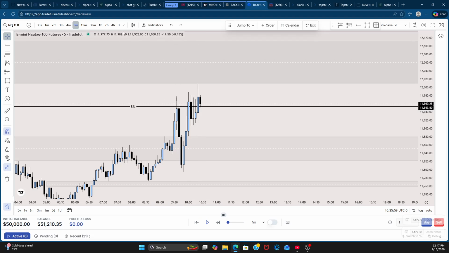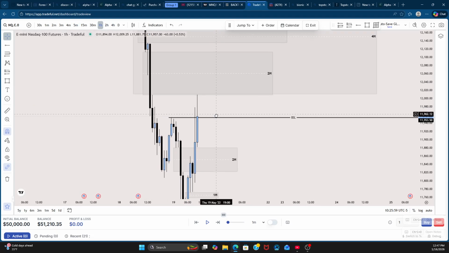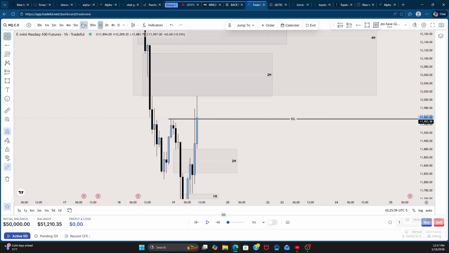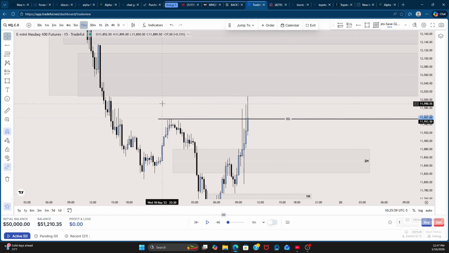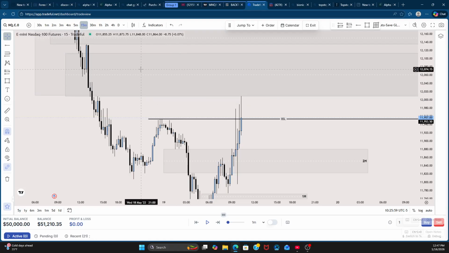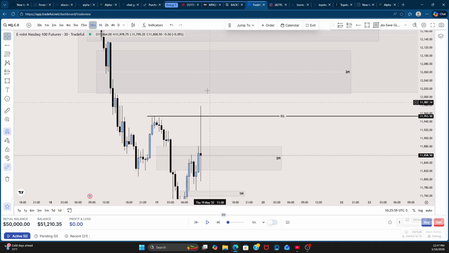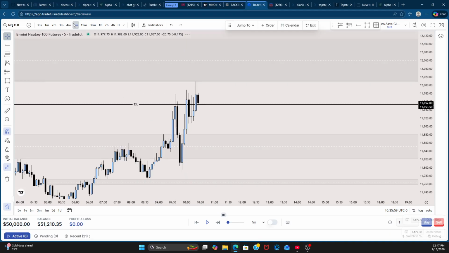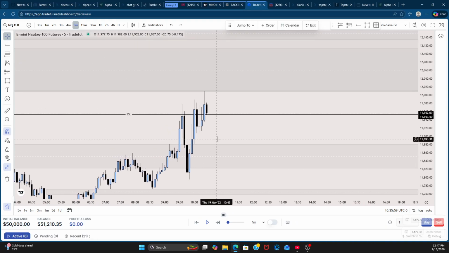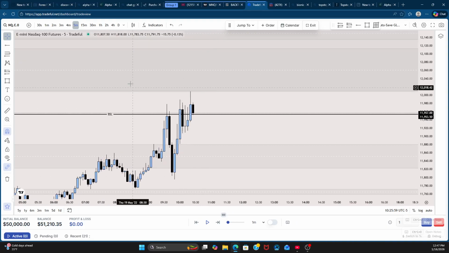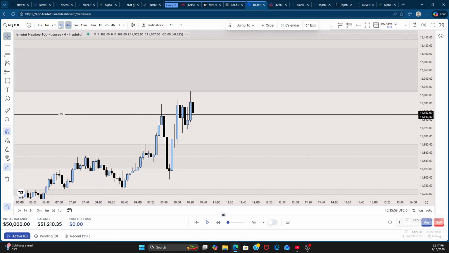At this point, we tapped into this 4-hour and 2-hour, I guess. 15-minute gap resting above. We sweep out 15-minute highs. Nothing much else going on right now. Unfilled 5-minute resting below.